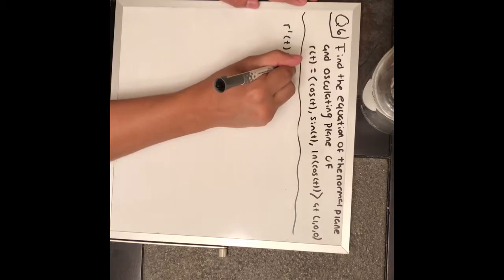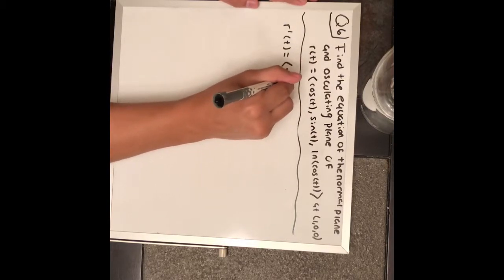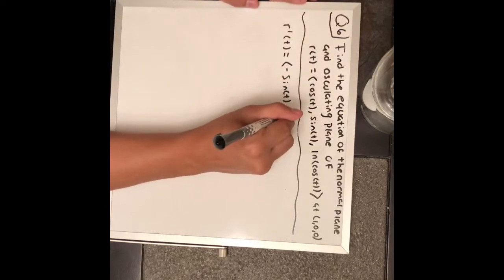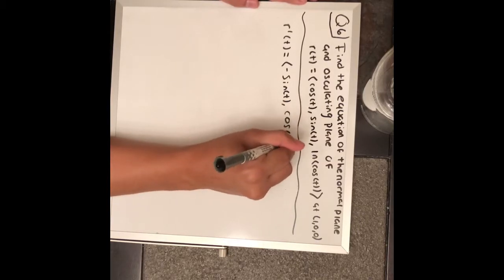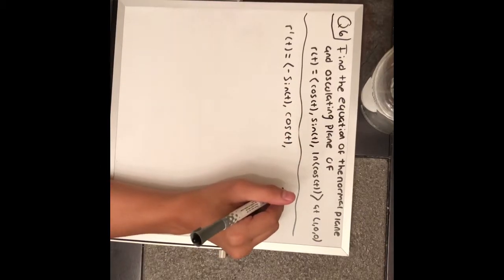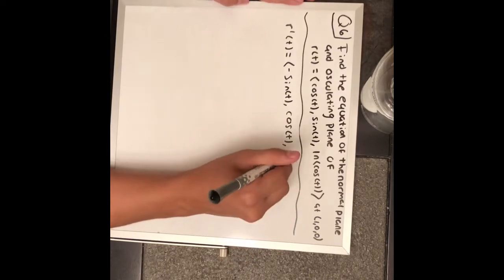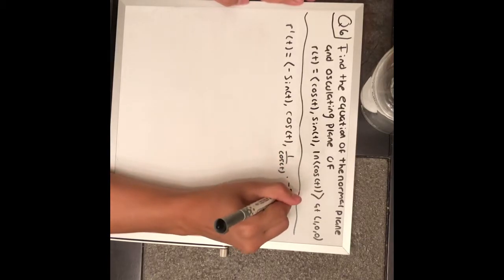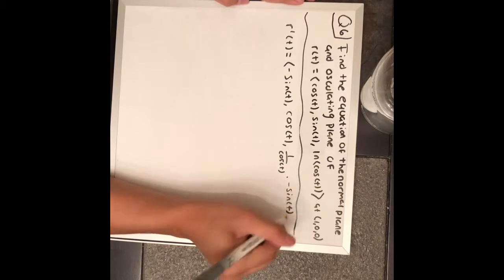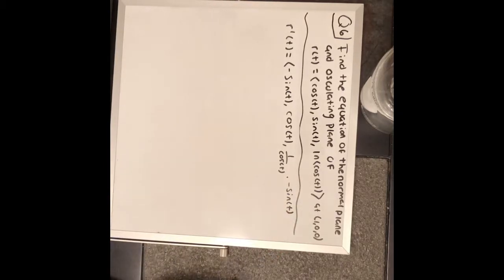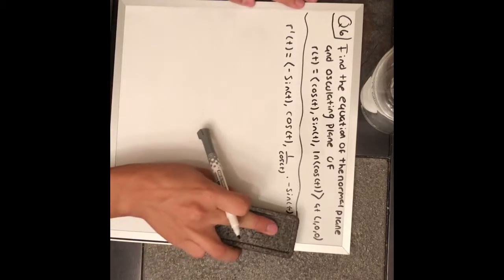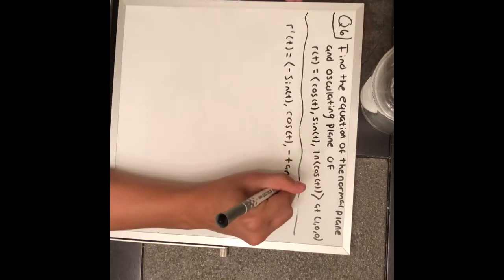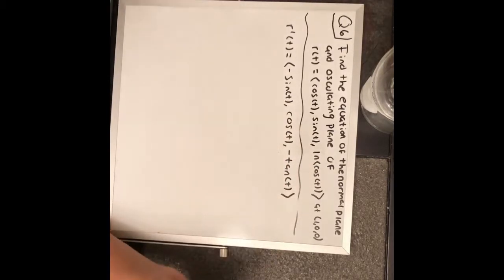Okay, so the derivative of cosine is negative sine. The derivative of sine is cosine. And the derivative of ln of cosine of t, we're going to use the chain rule for that. We're going to have 1 over cosine of t times the derivative of cosine of t, which is negative sine. So this is basically negative sine divided by cosine, and we can rewrite that as negative tangent of t. Here's our r prime of t.